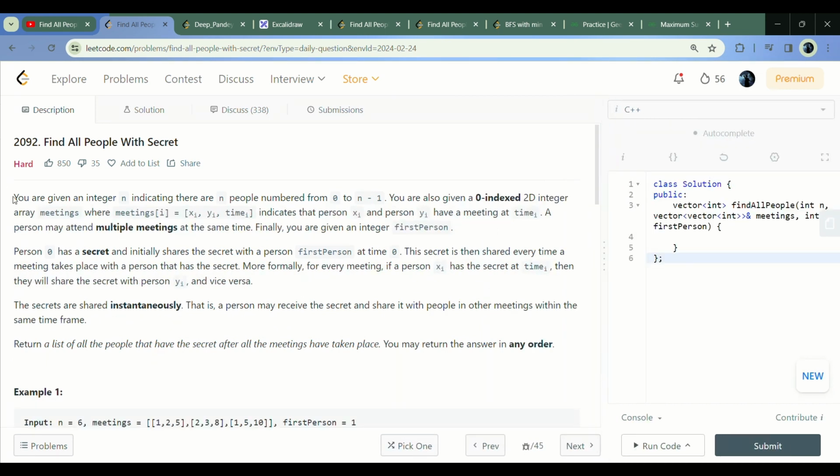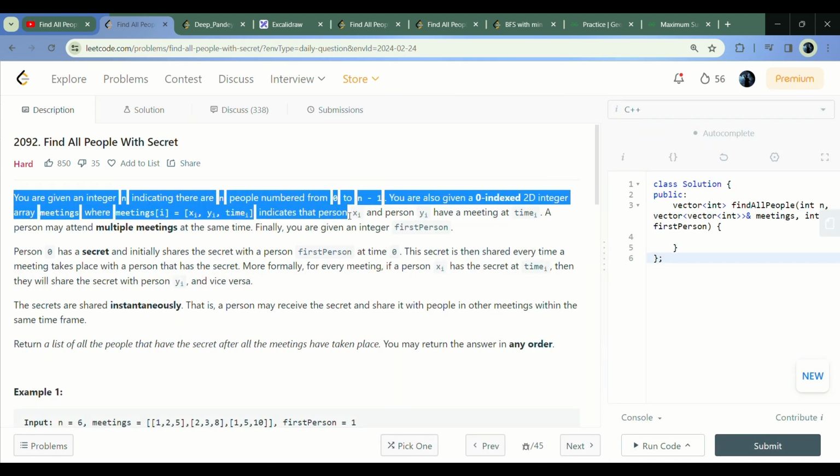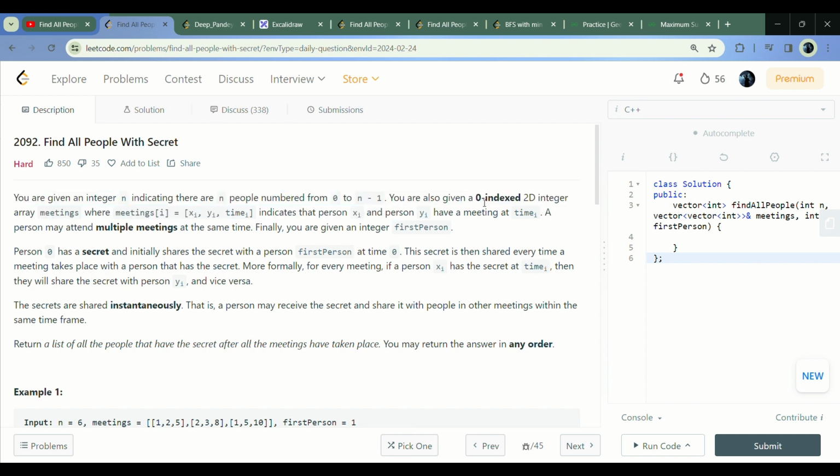This problem says that you are given an integer n indicating there are n people from 0 to n minus 1, and you're also given a 0 indexed 2D integer array. The array name is meetings, where meetings[i] means at index i we have three values. The first value says that person x is having a meeting with person y at time equal to t.